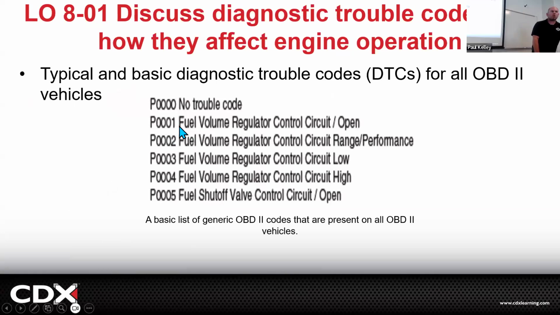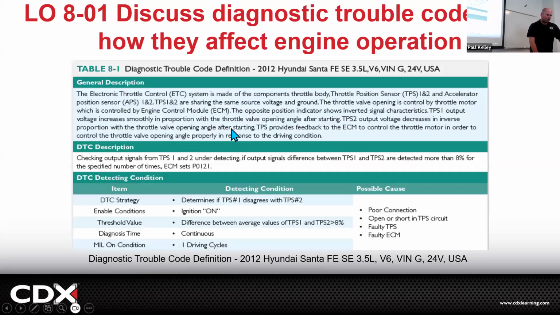P0001, the very first original code: fuel volume regulator control circuit open. We don't even really have that code anymore. In fact, most of these codes we don't really have, but there is a number assigned for every code, right? So the manufacturer, let's say, how about this one, it's a little bit more realistic. P0121 is basically saying the electronic throttle control, TPS number 1 and number 2, output signals difference.